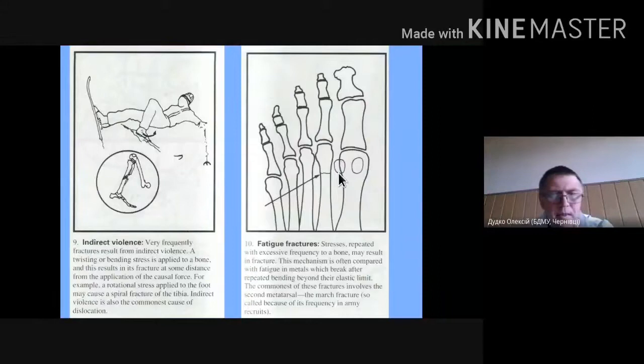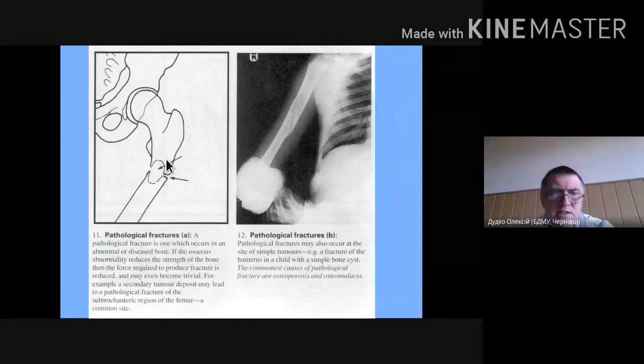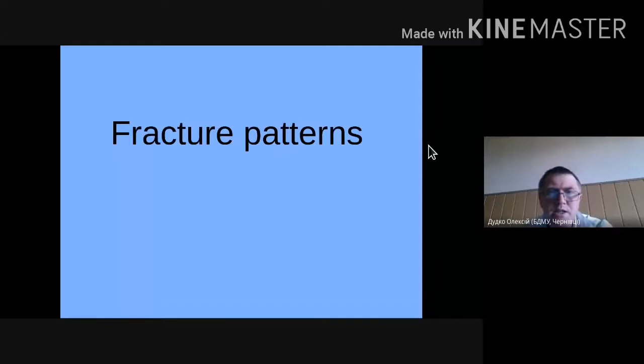And usually it doesn't need specific treatment. It will heal by itself, but you should know about the possibility of such a fracture. As well, we're talking about pathological fractures. These are fractures that happen in areas where the bone is weak. So, which types of fractures are possible?